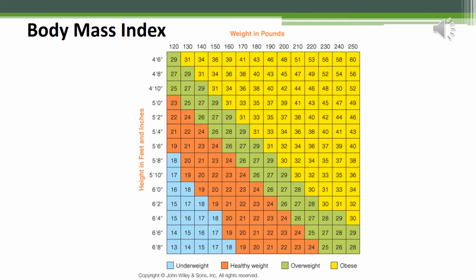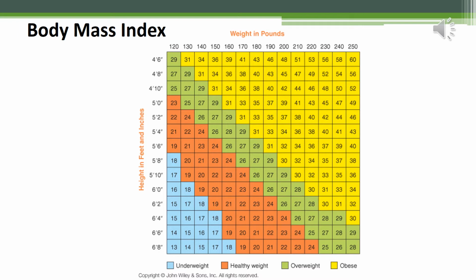Here's a chart of the body mass index. In this chart, you just look at your height, and then you find your approximate weight. When you move your finger across from where your height is to where your approximate weight is, you get your BMI. Now on this chart, a BMI in the blue squares means that an individual is underweight.